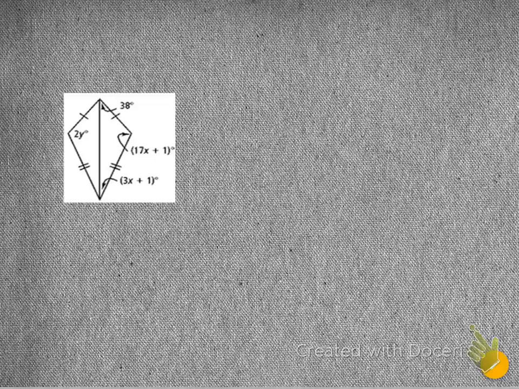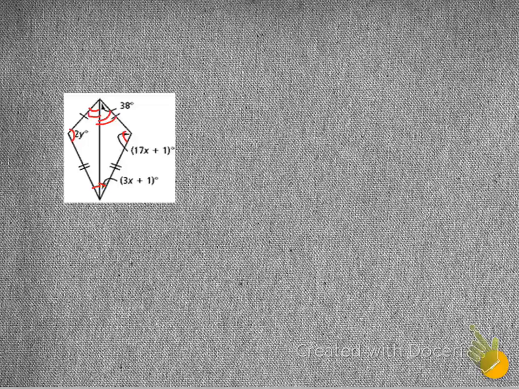A kite. So with this kite, we know that my non-vertex angles should be congruent. So these angles should be congruent. And we also know that my vertex angles have angle bisectors. So these are congruent to each other, and these are congruent to each other. So we're going to use those pieces of information to solve these.